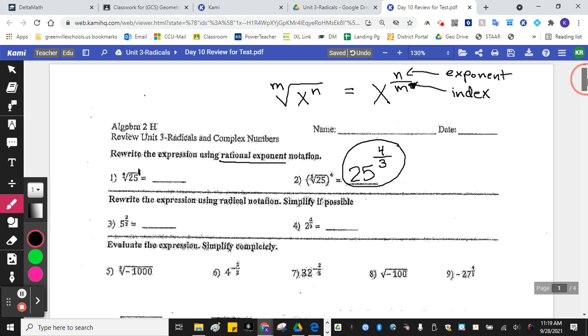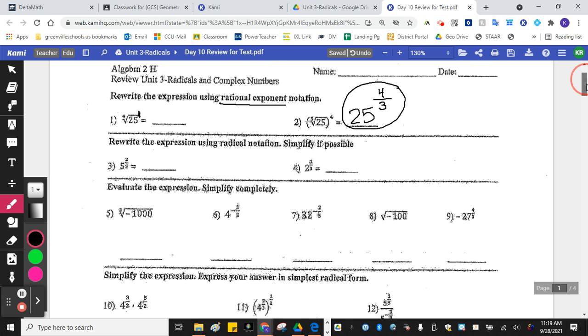Wait, so then rewrite the expression using radical notation. You just go back to the first form? Yes. On 4, we're going backwards. It gave you exponential form, and I want you to write it in radical form. The bottom, is that 5? In yours it is. You can put the first power there. You don't need to.